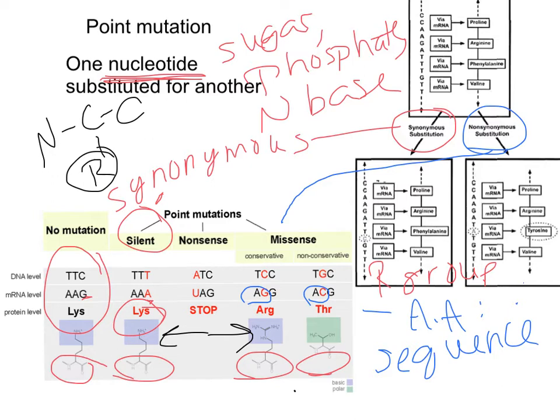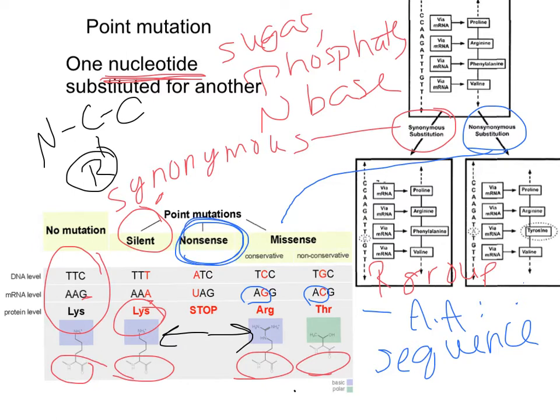So with your non-synonymous or missense mutation, you get a different amino acid sequence, and so you could have one of those three scenarios. It's better, which is rare, it's worse, which is the most common, or it's exactly the same. You can also have what's called a nonsense mutation.